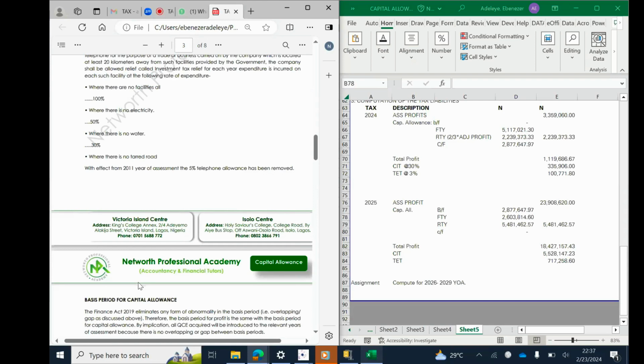So the number of days in the year is 365, right? If the number of days in the year is 365, we will divide by that 365. Then now multiply it by the number of days the asset actually, or the number of days that is in that basis period actually. I don't know if you get what I'm trying to say.